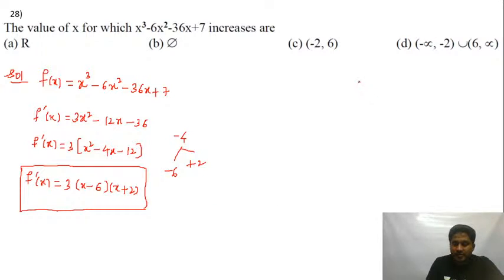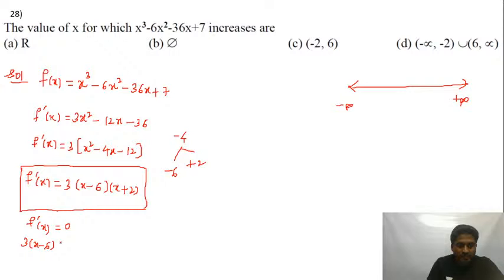Draw the number line from minus infinity to plus infinity. If I equate this to 0, why am I equating? Just to get the roots, guys. 3 into x minus 6 into x plus 2 is equal to 0. 3 is a constant, it cannot be 0, exclude. You will get x equal to 6 and x equal to minus 2. So the roots in increasing order, first you get minus 2, and then you get plus 6.